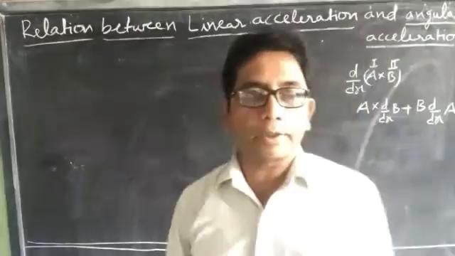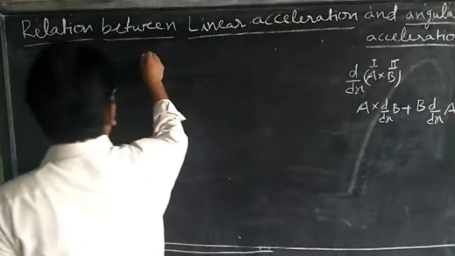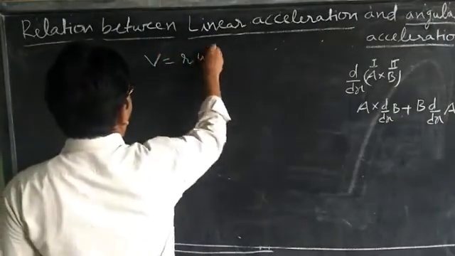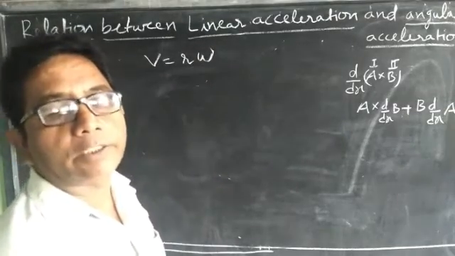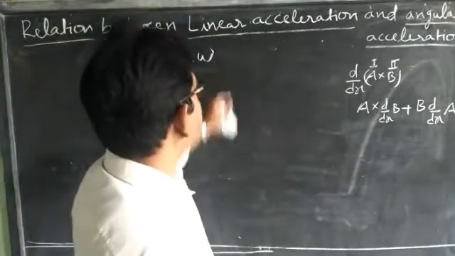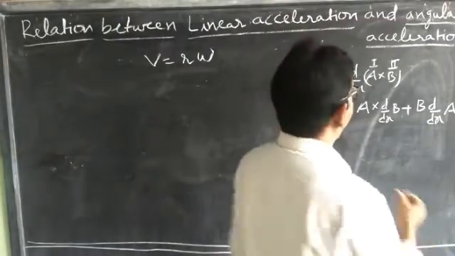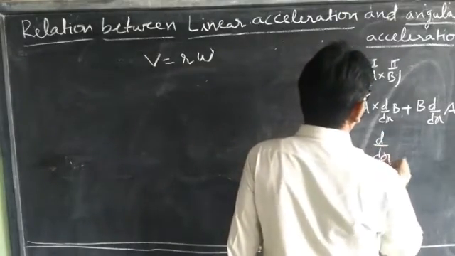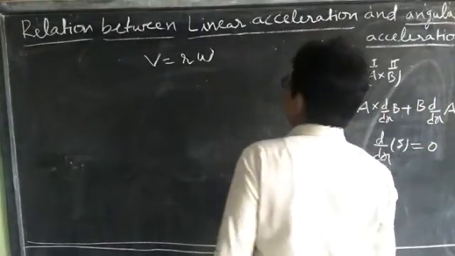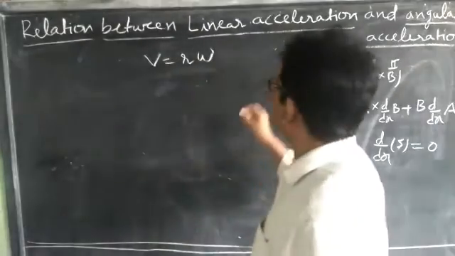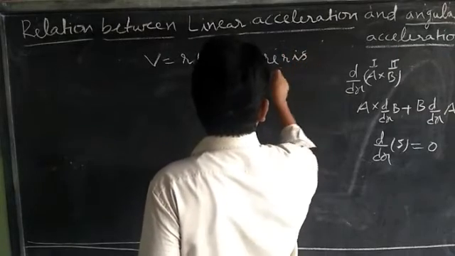First we know the relation between linear velocity and angular velocity. v is equal to r omega, where v is the linear velocity and r is the radius, where r is constant, and the differentiation of any constant term is 0. Suppose d by dx of 5 is equal to 0. Here the radius r is a constant.